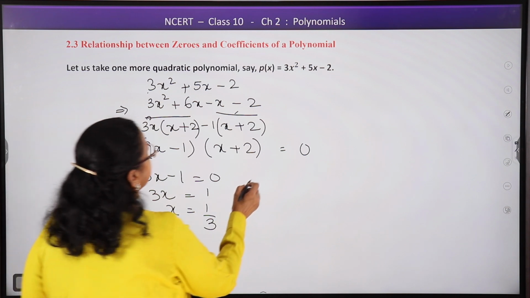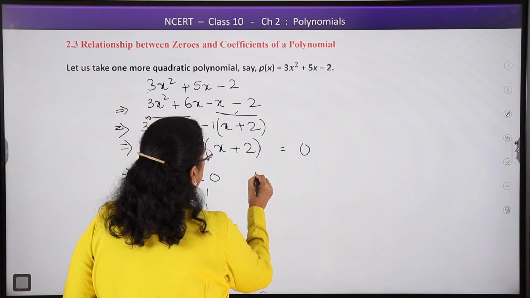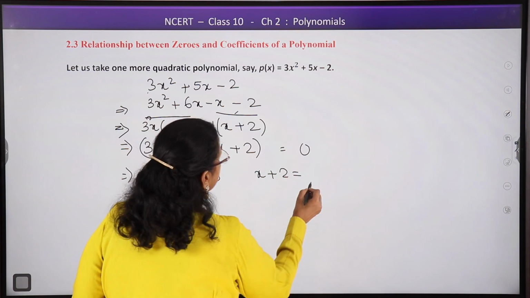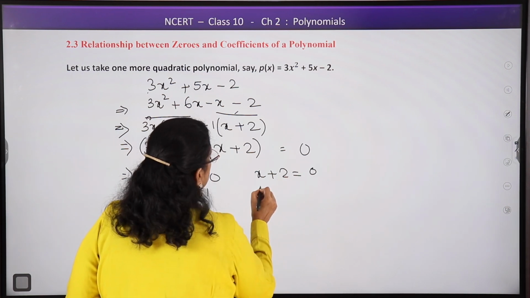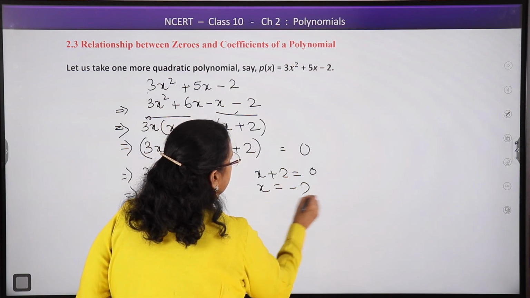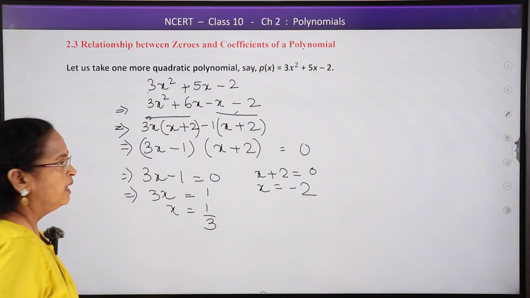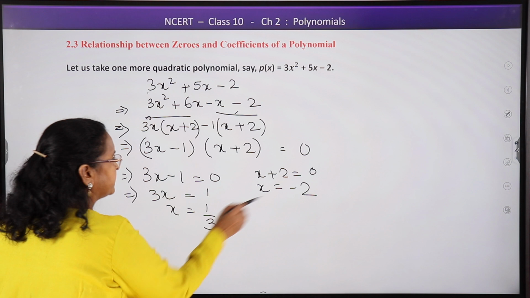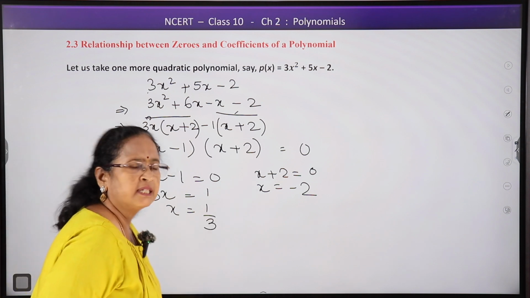Alright, and here x plus 2 is equal to 0. x equals minus 2. So what are the zeros of the polynomial? 1 by 3 and minus 2.